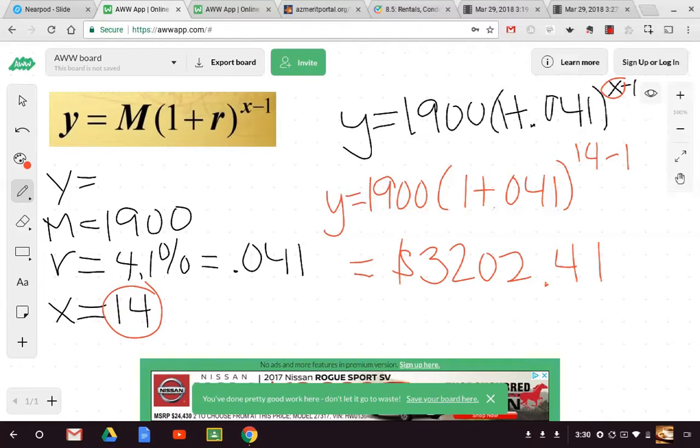$3,202.41. And this isn't exact math, but on average, the landlord has seen that it increases about 4.1% per year. And so this is a good estimate of what they can expect to pay 14 years down the road if they still stay in that same apartment.